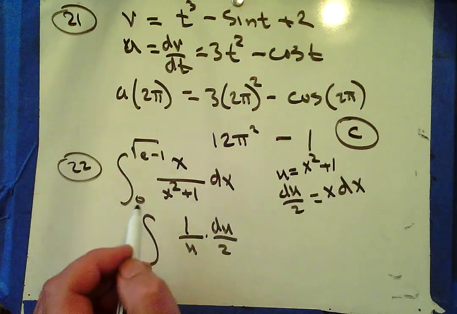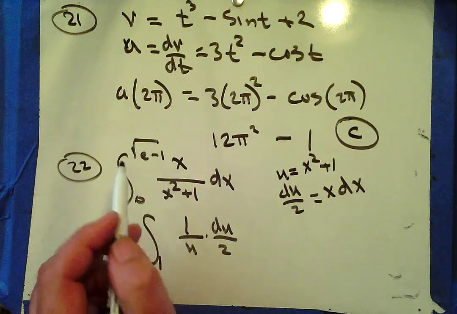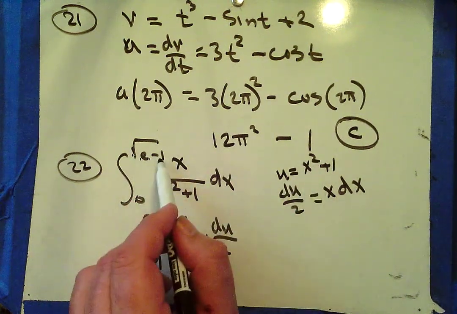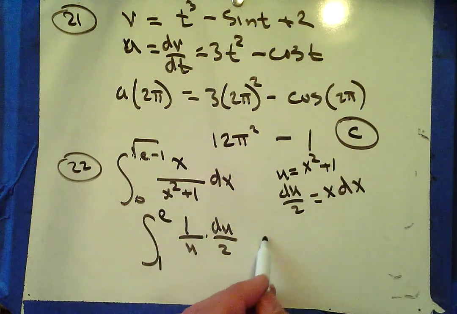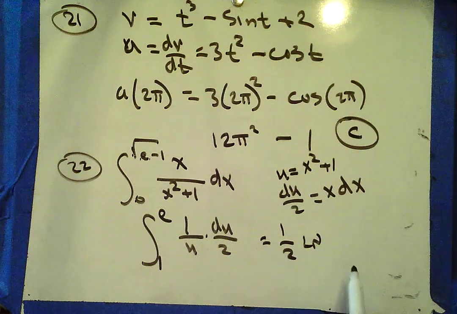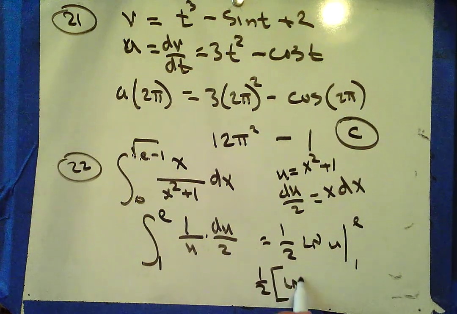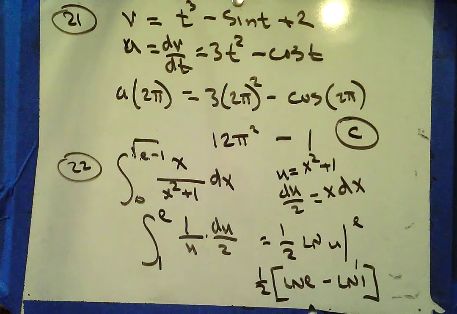Now what about some bounds? If I plug a 0 in here, I get 1. And if I plug the square root of e minus 1 in here, the square root of e minus 1 squared is e minus 1, plus 1 is e. And so I've got 1 half ln of u from 1 to e, which is 1 half times (ln of e minus ln of 1). You can't leave your answer like this, and luckily in multiple choice they just give us choices. Ooh, look at choice B. That's terrible algebra. Ln of e is 1. Ln of 1 is 0. So I've got 1 times 1 half, which is 1 half, or choice C. Choice C for number 22.